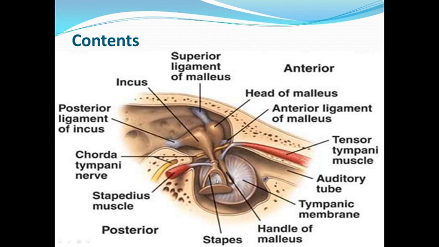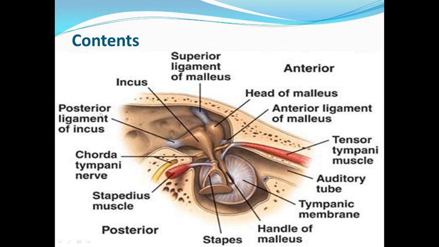So I'll not go into detail about the ear ossicles in this lecture. We'll deal with them separately in part 2 of the middle ear. Going back to the contents of the middle ear now, apart from these three bones, the ear ossicles, we have the ligaments that support these ear ossicles.